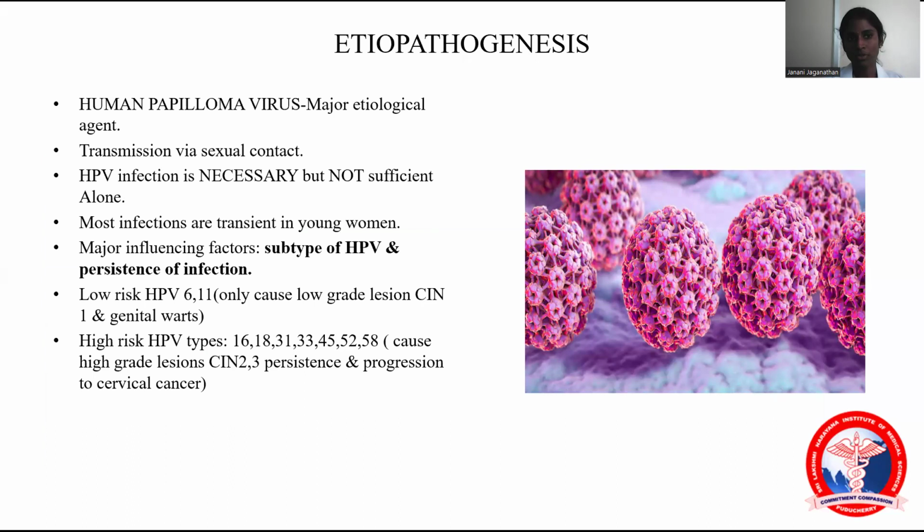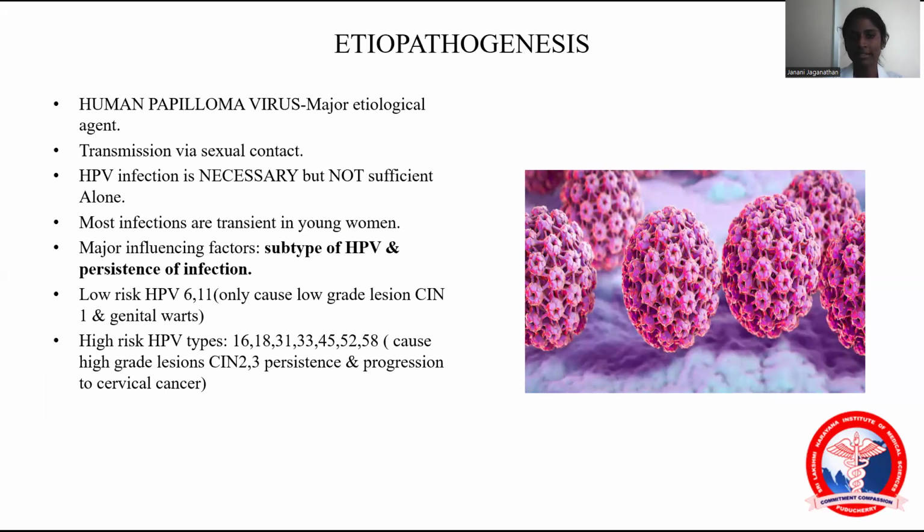Moving to the etiopathogenesis. The main causative agent in case of carcinoma cervix and precancerous lesions of cervix is human papilloma virus, which is a DNA virus. Transmission modality is via sexual contact. HPV infection is necessary to cause precancerous and cancerous lesions of cervix, but not sufficient alone.